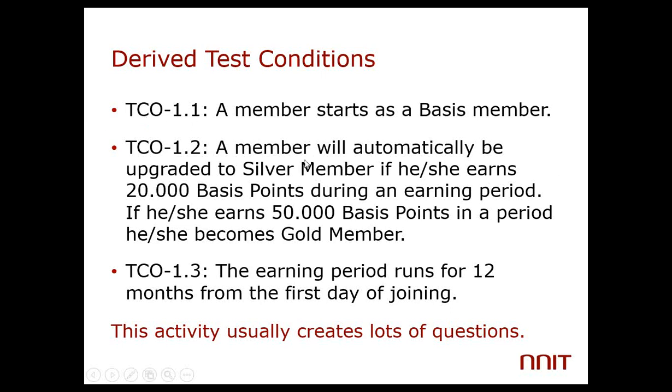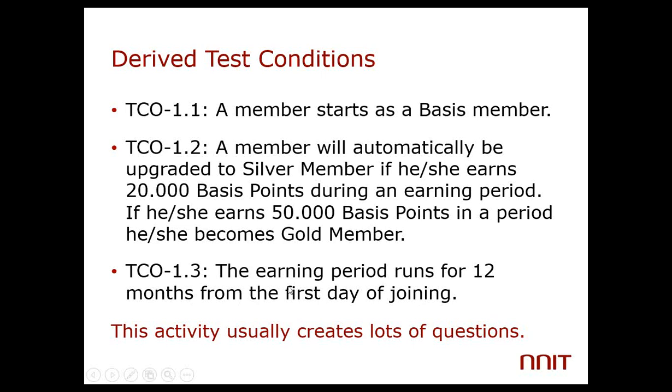The next one is that the member will be upgraded, and there's something about 200,000 points here and 20,000 points and 50,000 points. So I think this is another thing that I'll dig into. This is another test condition. And then there's the one about the earning period. That runs for 12 months from the first day of joining. So it doesn't actually follow the calendar year. That is what I can extract for this.